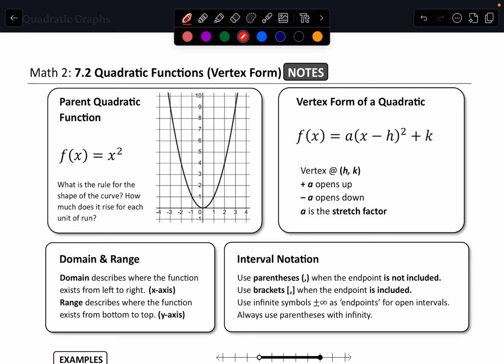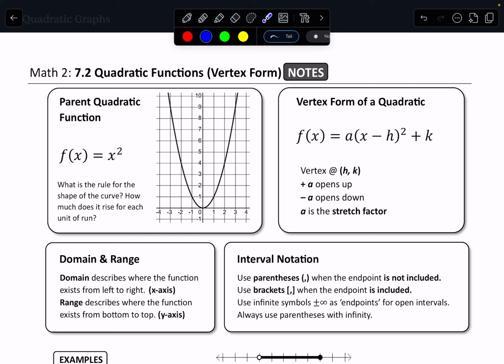All right, guys, 7.2 is all about graphing quadratic functions, particularly when they are written in what's called vertex form. You don't need to worry too much about that language right now. It's going to matter a little bit more in Unit 8 because quadratics can be presented in lots of different forms. Today, they're all going to look pretty much like this parent function right here. F of x equals x squared is the parent function for the quadratic functions.